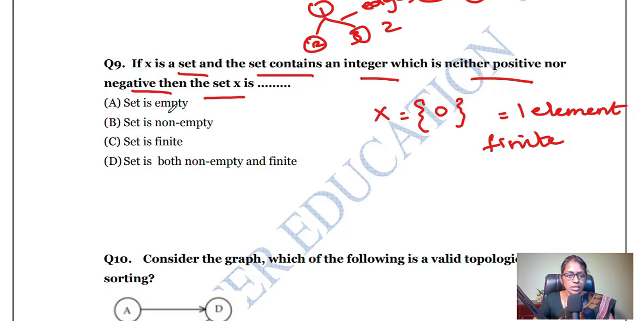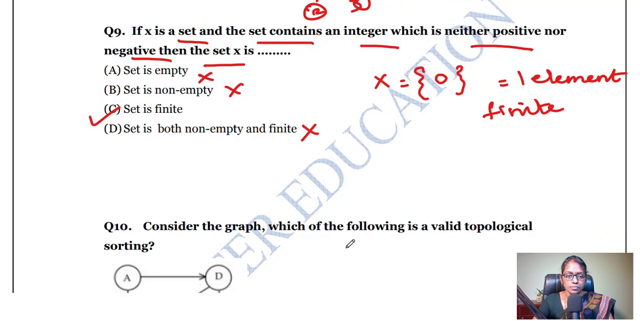Okay, so is the set empty? No, it contains one element. Is the set non-empty? No. Is the set finite? Yes. So you are able to count the number of elements in a particular set. That is called as a finite set. Okay, the set is finite. Is the set both non-empty and finite? No. So the set is finite. Option C is the correct answer.